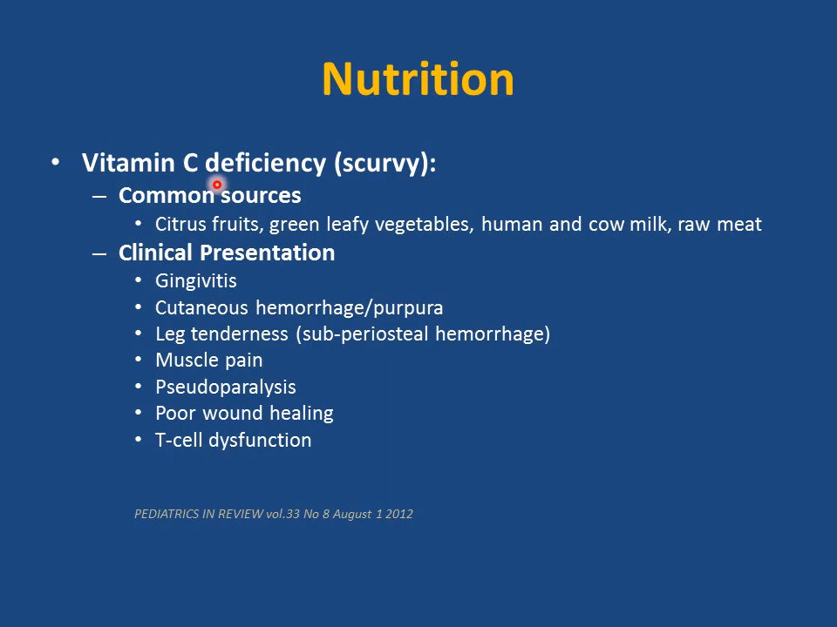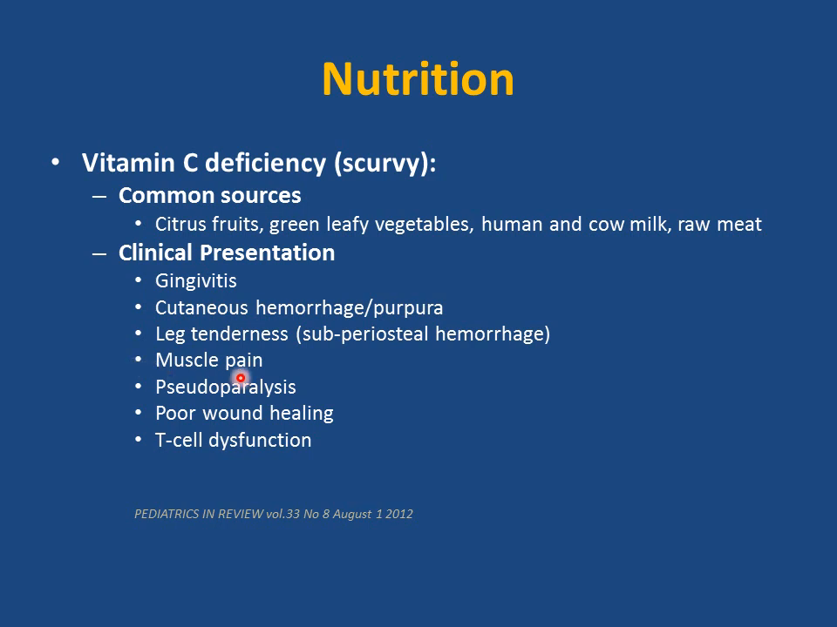Vitamin C deficiency. Know that vitamin C is very important for collagen synthesis, connective tissue integrity, and also plays a role in iron absorption. Common sources of vitamin C: fruits and vegetables, human and cow milk. The classic presentation is gingivitis, like bleeding gums, cutaneous hemorrhage and purpura, leg tenderness. And this explains why the girl in the previous case was lying in frog-leg position, because of subperiosteal hemorrhage. Know this combination between vitamin C and the subperiosteal hemorrhage.